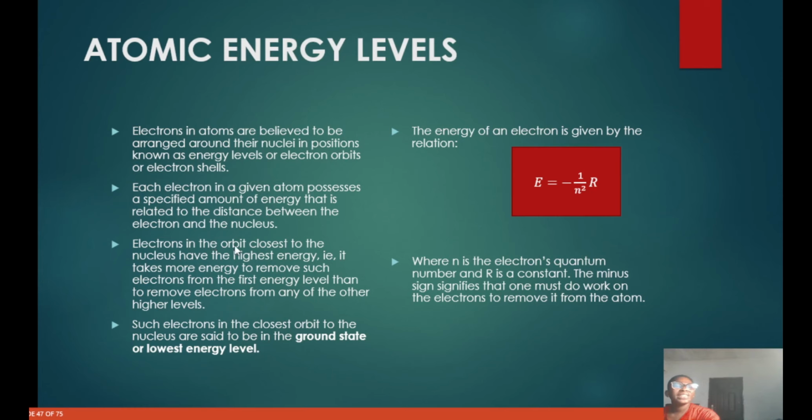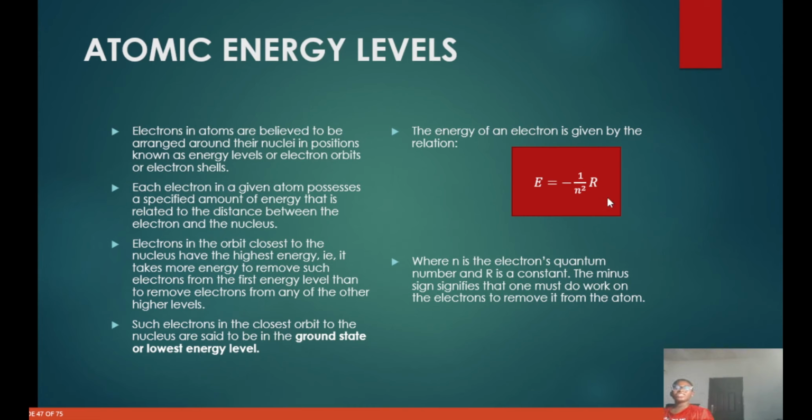It said electrons in the orbit closest to the nucleus have the highest energy. That is, it takes more energy to remove such electrons from the first energy level than to remove electrons from any of the other energy levels. Such electrons in the closest orbits to the nucleus are said to be in the ground state or lowest energy level.